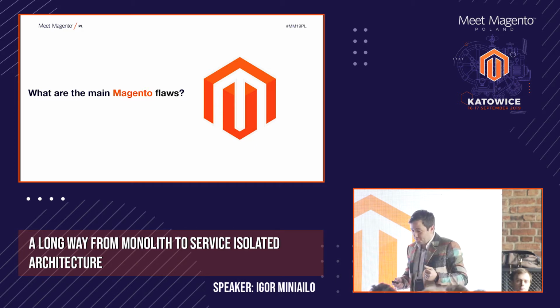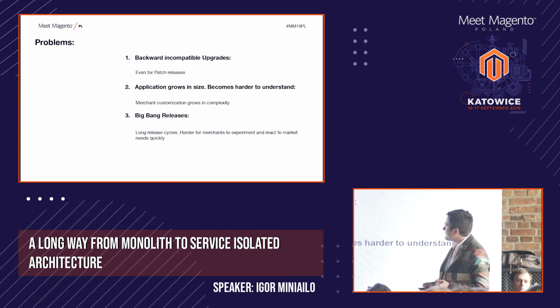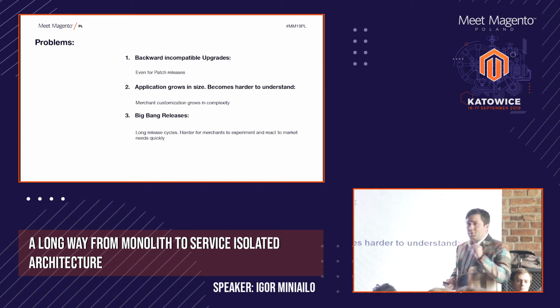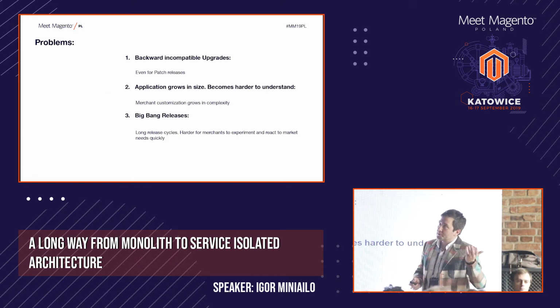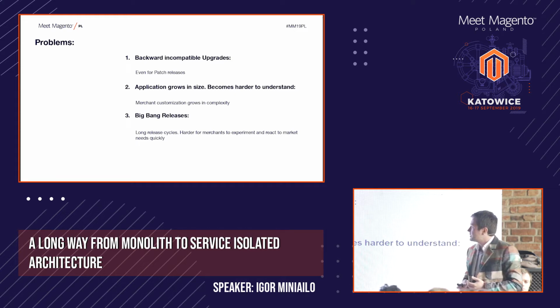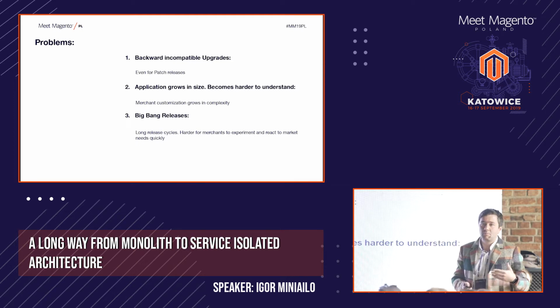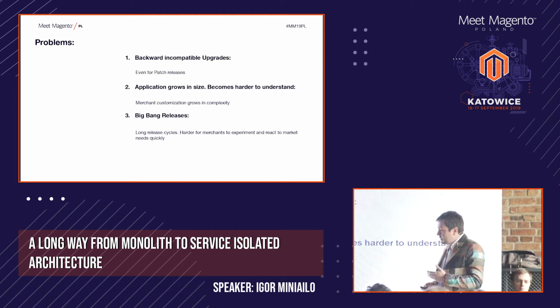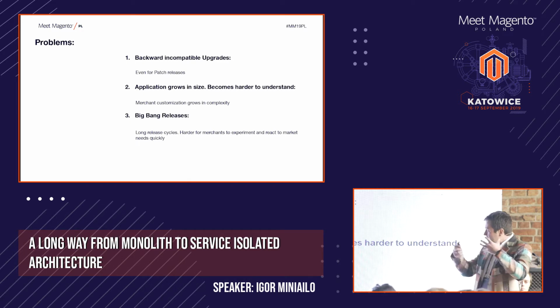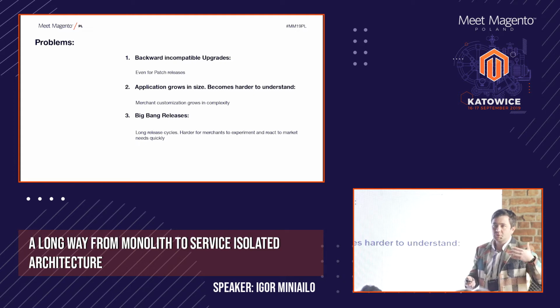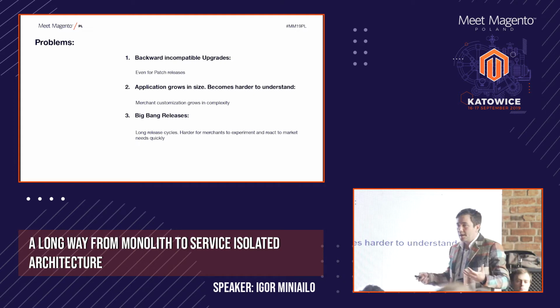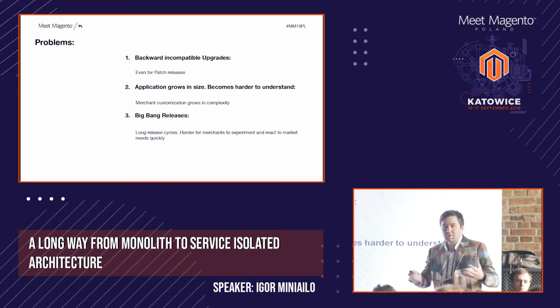Because I already started to think from the beginning that Magento is almost perfect. One of the biggest problems, which both merchants and system integrators usually complain about, is the backward incompatibility while upgrading, even for patch releases of Magento. Another thing is complexity. The application is constantly growing, and this impacts you as well, because your customization is also getting more and more complex. And this leads, from the Magento side, to big bang releases.